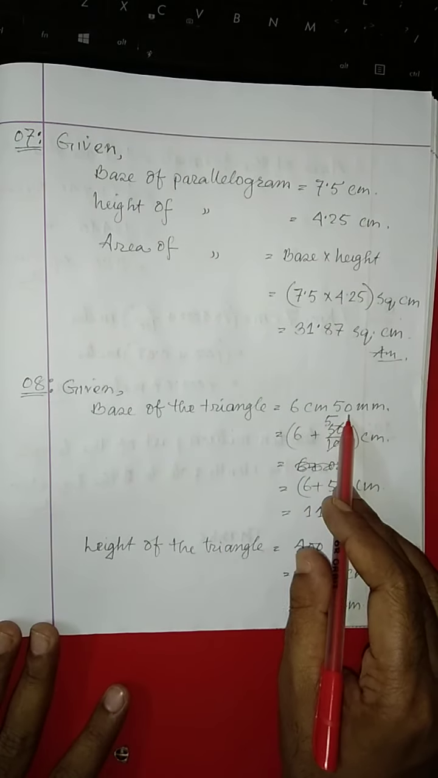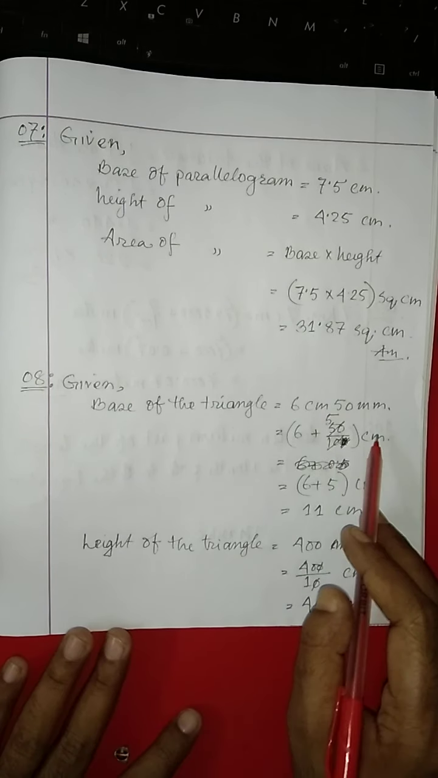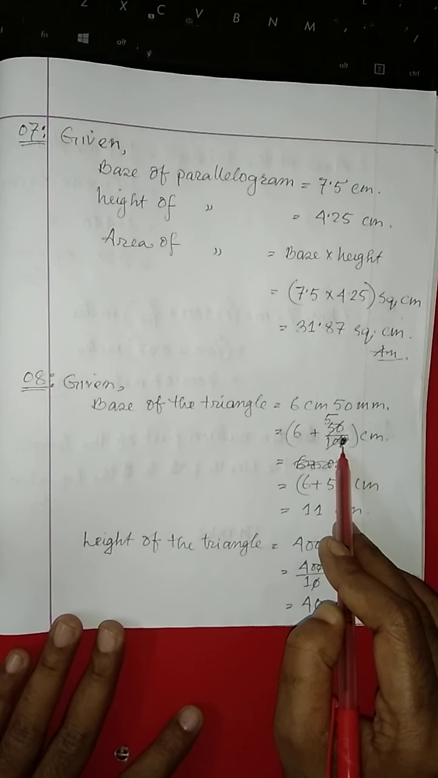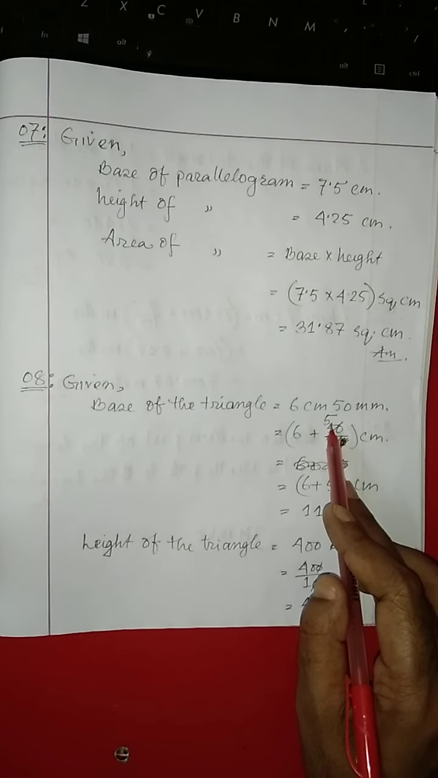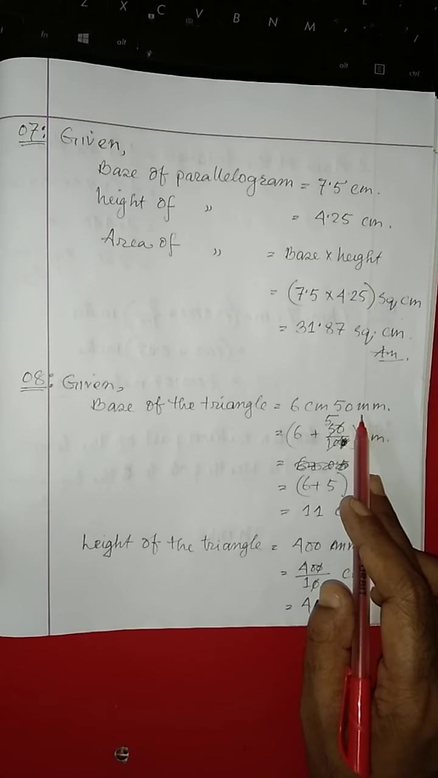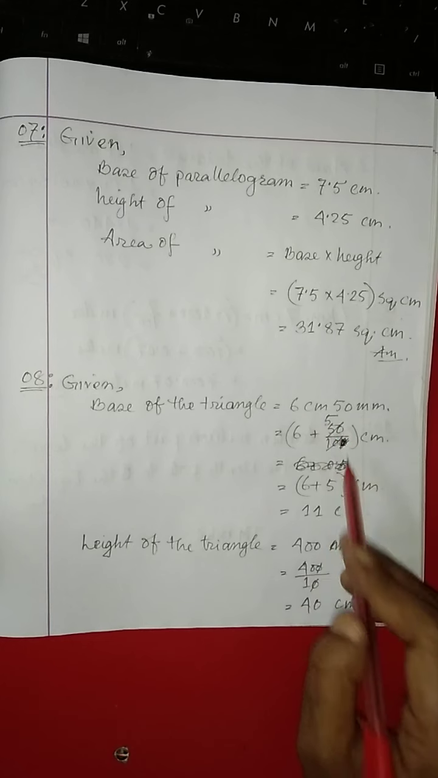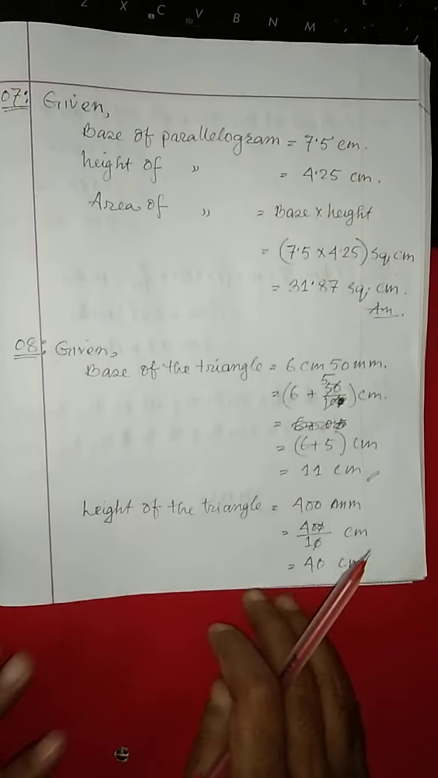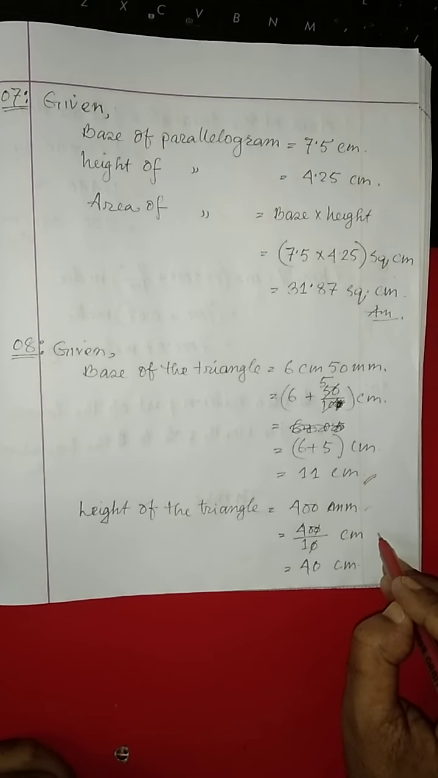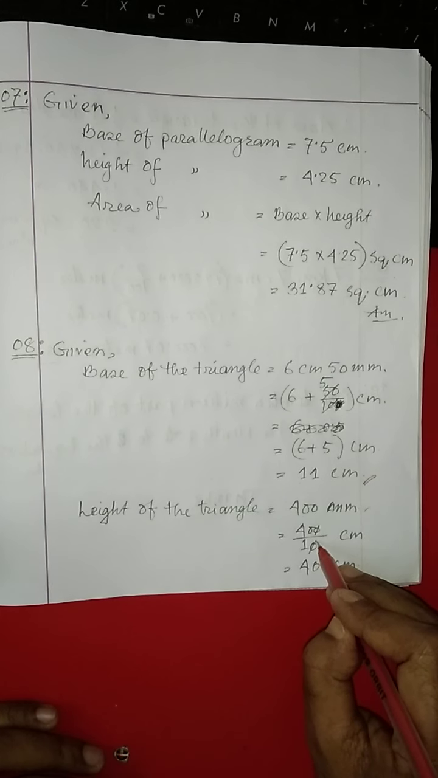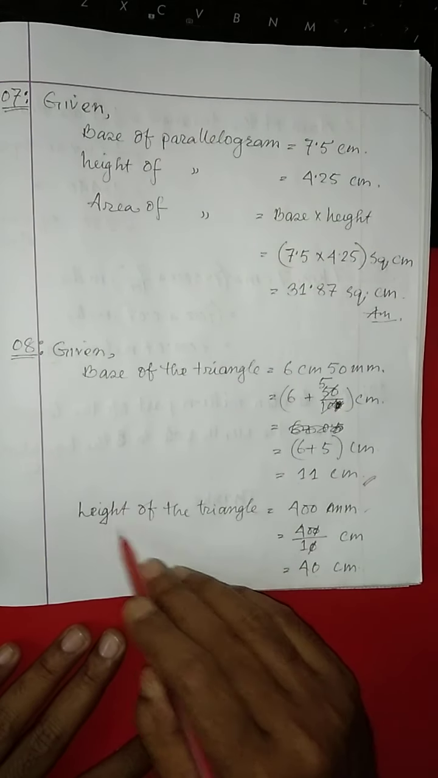Base of the triangle is 6 centimeters 50 millimeters. They want to know in centimeters, so we convert it into centimeters. 6 centimeters plus 50 millimeters, we divide 50 by 10 and get 5, because we know that 10 millimeters equals 1 centimeter. So here we get 6 plus 5 equals 11 centimeters. Height of the triangle is 400 millimeters. So 400 millimeters divided by 10, because 1 centimeter equals 10 millimeters, so we get 40 centimeters. So base is 11 centimeters, height is 40 centimeters.